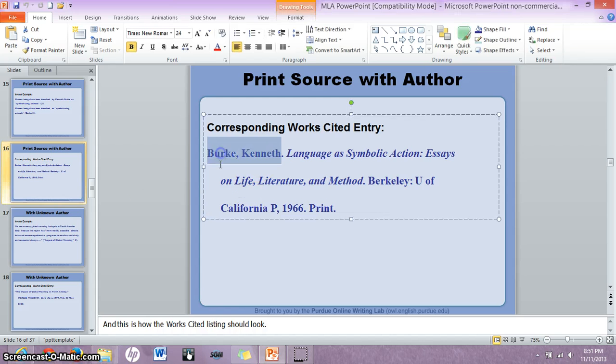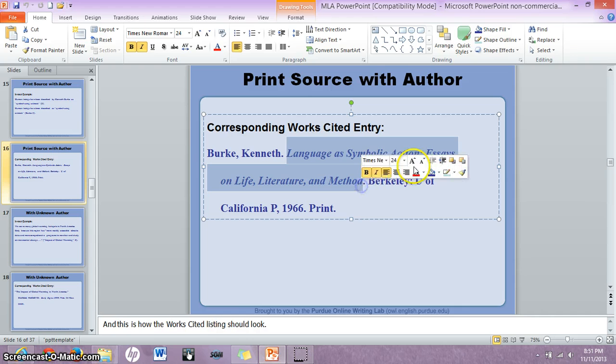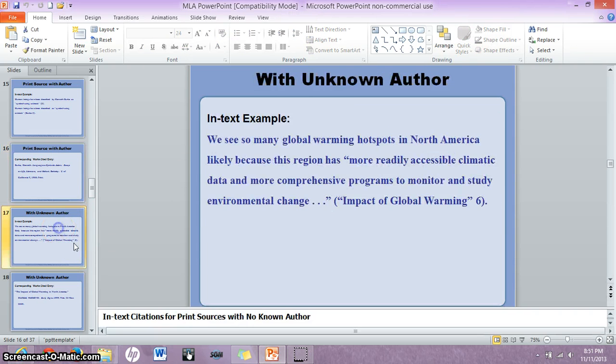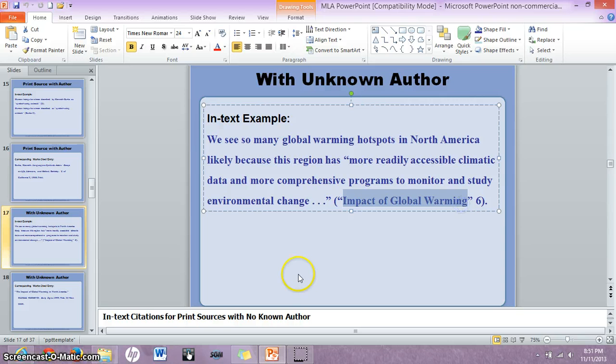Okay, so here's his name. And this is why if you don't have a name, you go to the title. So hopefully you're working with the title at least. And here's how you would do that. We don't know this author. Here's what you would do. Make sure you format it as a title.